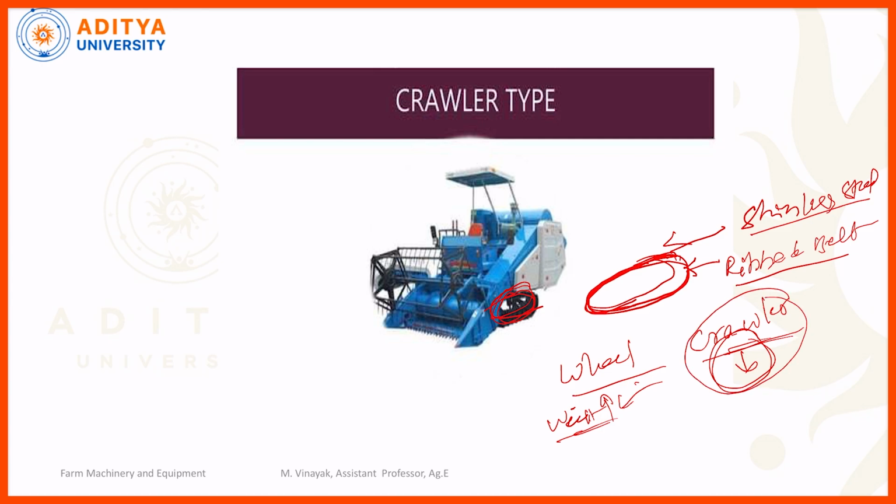Okay. So for the crawler type combine harvester, for transportation from one place to another, we need to hire one more transport vehicle for traveling. Whereas with the wheel type, we can easily transport from one place to another by using the wheels. Whereas there are no wheels here, so we have to go through some other hired vehicle.